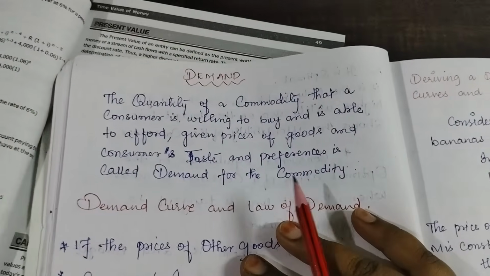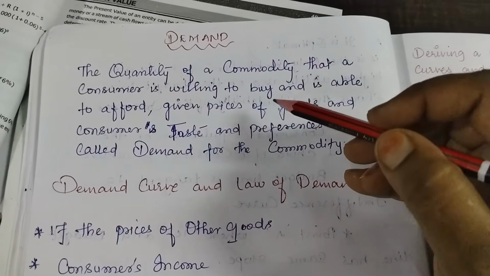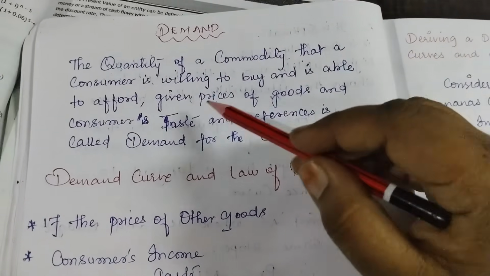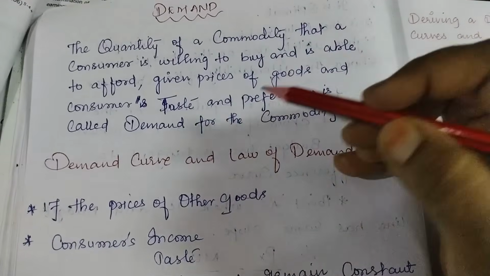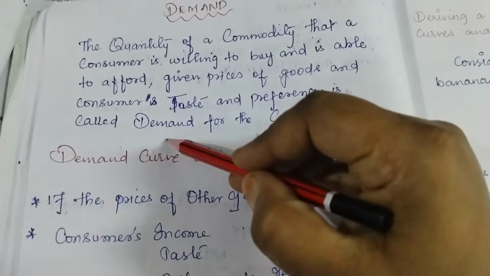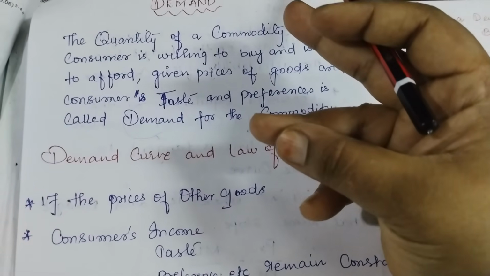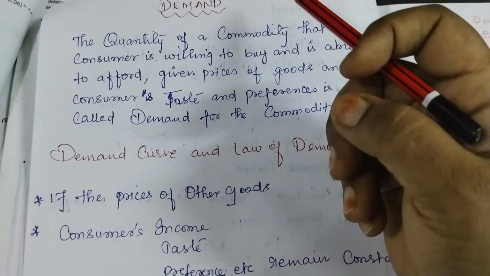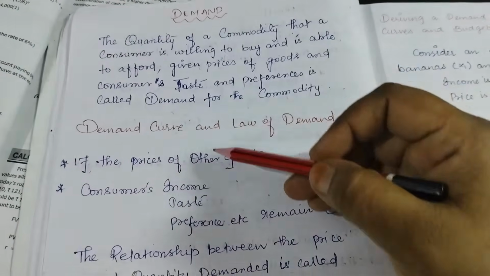Next we'll move on. Demand. The quantity of a good that a consumer is willing to buy and is able to afford, at the given prices of goods and the consumer's taste and preference, is called demand. For demand, the price should match, the taste and preference should match, the income of the consumer should match, and he should be willing to buy. Only then is demand created.